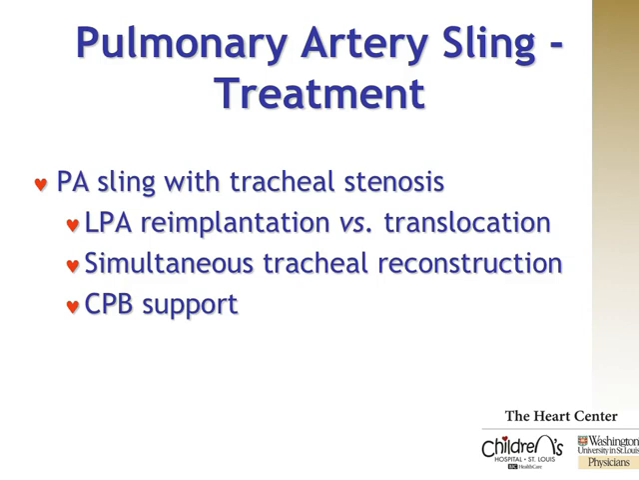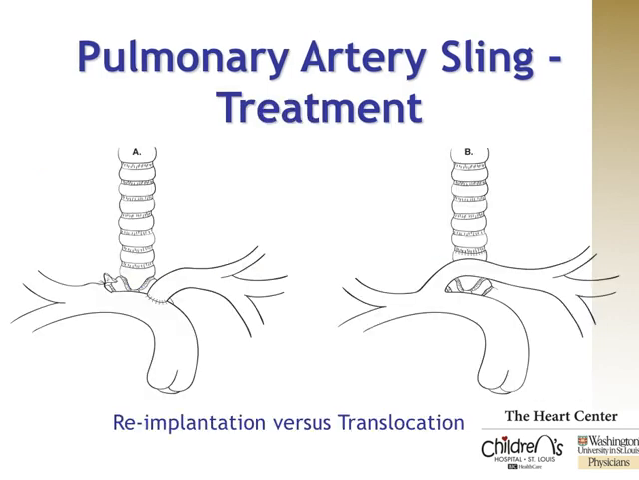Some folks have said, well, you can just do a translocation. So if you are going to take the trachea apart and put it back together, you can just move that anomalous left pulmonary artery in front of the trachea in doing so, as is seen in the right panel here. The problem is, the couple of times I've seen this happen, it's been disastrous.